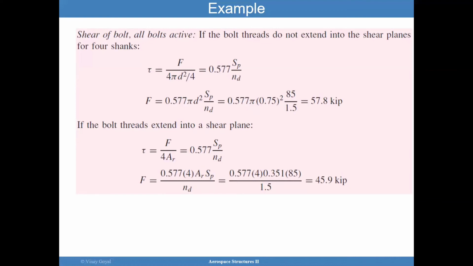We continue the calculation. So the shear of the bolt can be a problem. If we assume that all bolts are active and they're carrying about the same load, then we can take the force F divided by the 4 bolts times the cross-sectional area, and equate that to the 0.577 times the proof strength. So the tensile strength has been converted into shear strength, divided by the factor of safety. Solving for F, we again find a value of 57.8 kips.